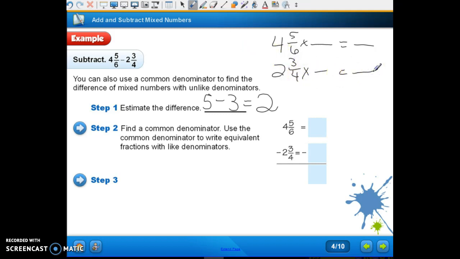What would our common denominator be? If we write out our multiples, we can see that our least common multiple, which would be our least common denominator, would be 12. So let's go ahead and put our whole numbers over here.